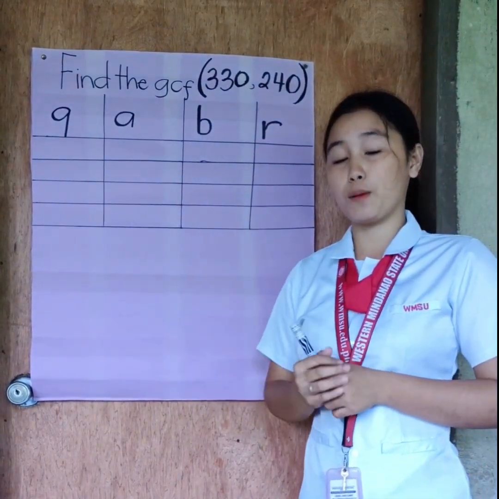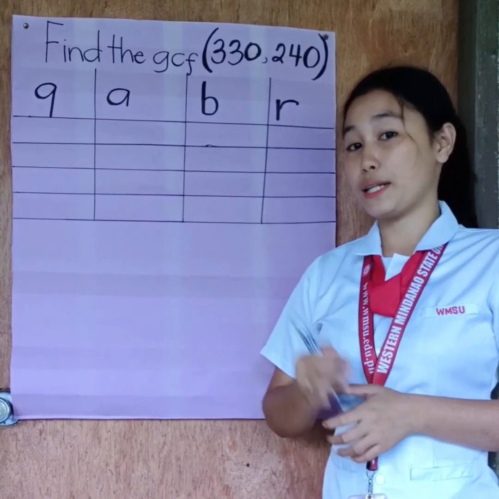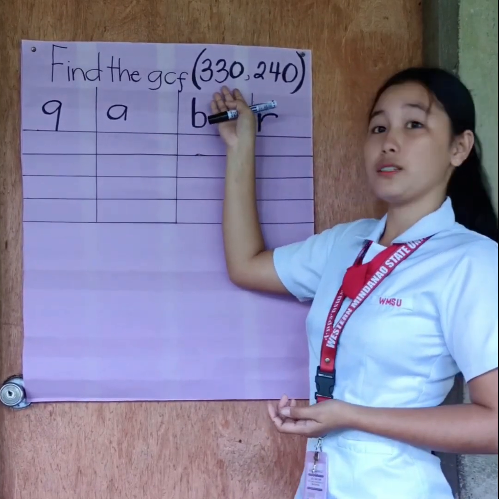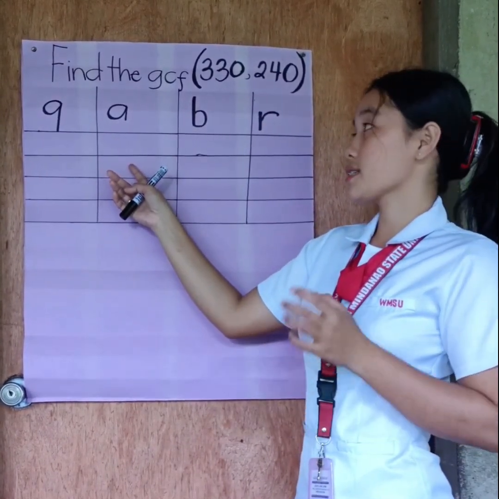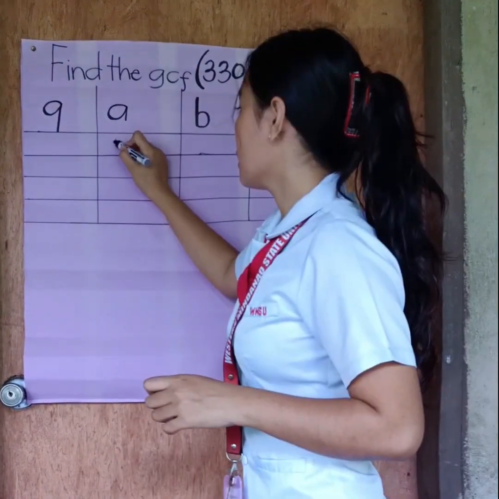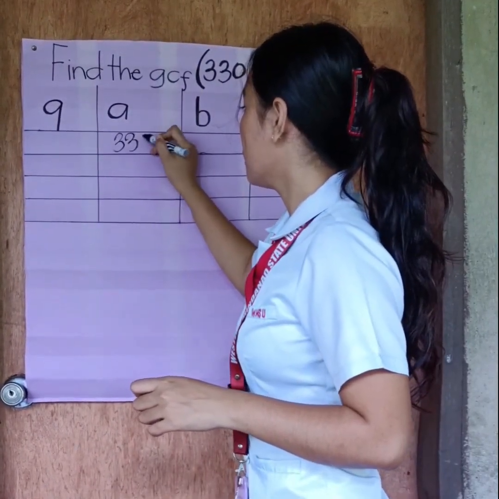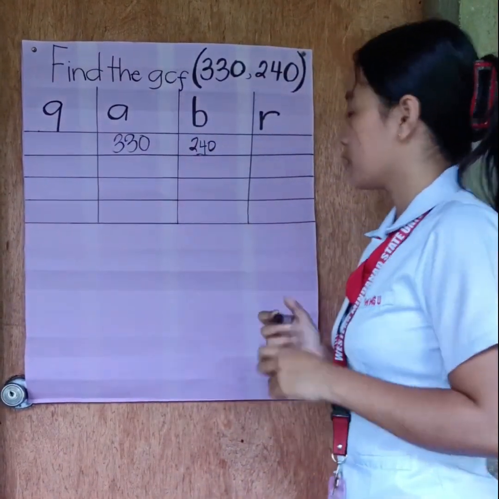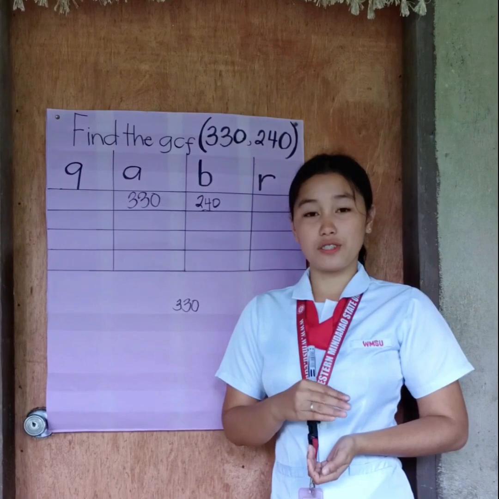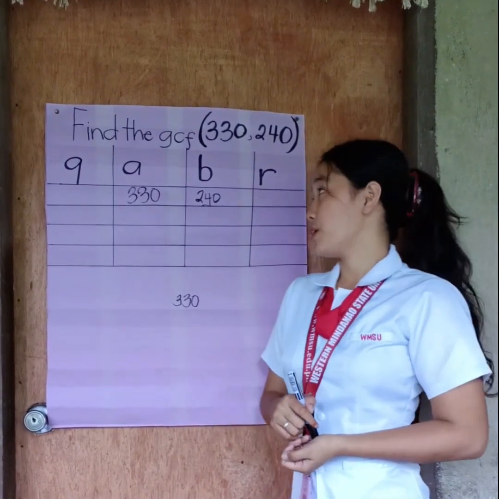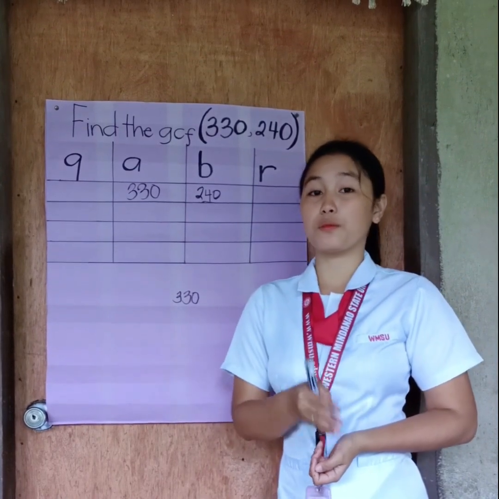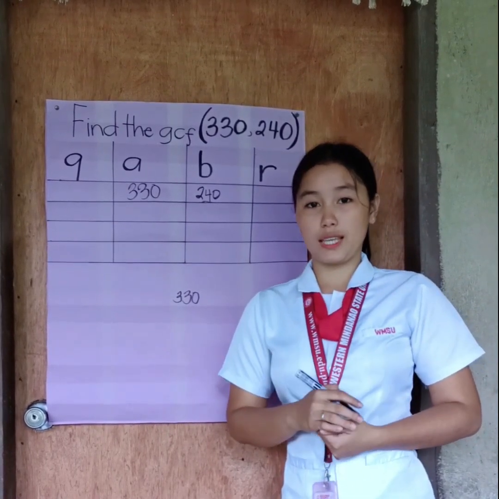Which do you think is the bigger number? 330, right? Since 330 is the bigger number, let's use 330 for our A and the next number for letter B. 330 here and 240 here. So now, do the division operation. Whenever your B is 0, then whatever is in A would be your GCF.